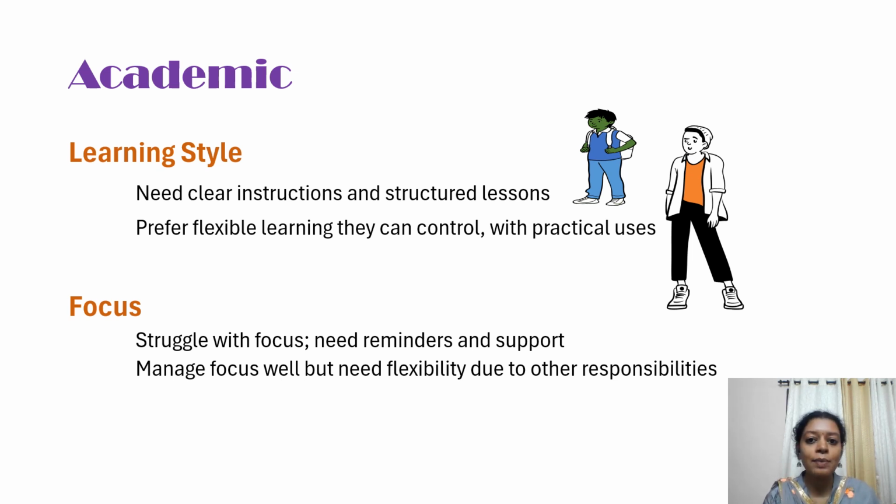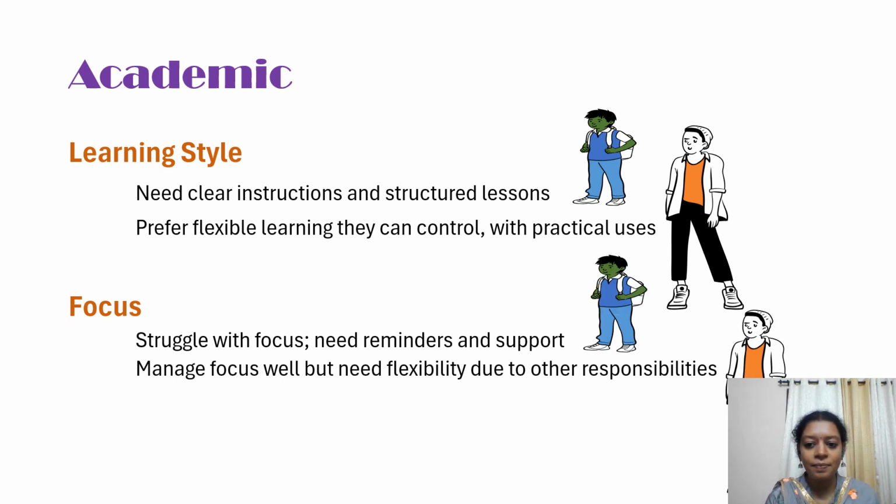Okay, and the next point is about focus. Struggle with focus, need reminders and support. And another point: manage focus well but need flexibility due to other responsibilities. Who has the responsibilities? Just imagine adolescent or adult. So the first point is about adolescents and the second one is adults. Adolescents often find it hard to stay focused and may need reminders and support to keep going. But in case of adults, they usually manage their focus well, but they need flexibility to balance learning with other responsibilities like work and family.